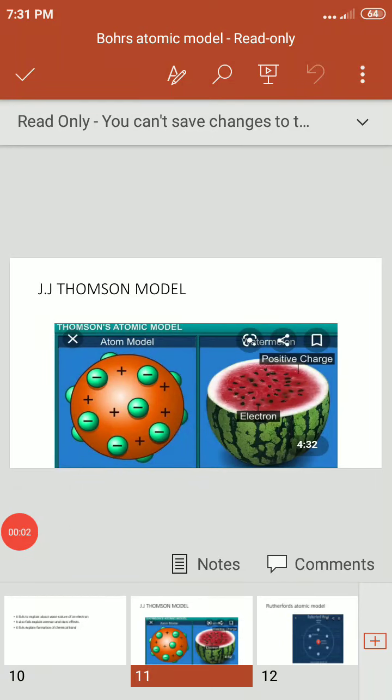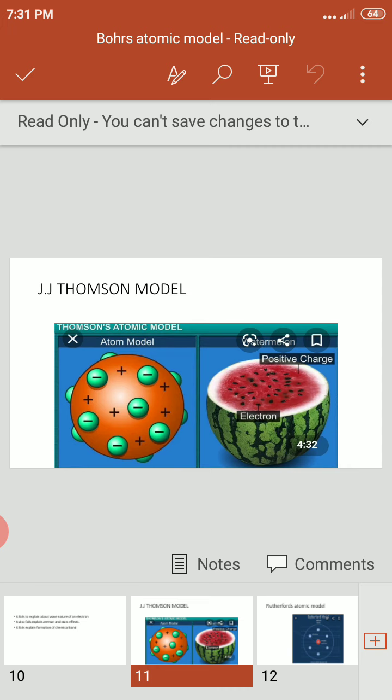Hi students, today's class is about atomic structure. So, what are the particles present in the atom? Electrons, protons, and neutrons are present in the atom. Those are called the fundamental particles or subatomic particles.